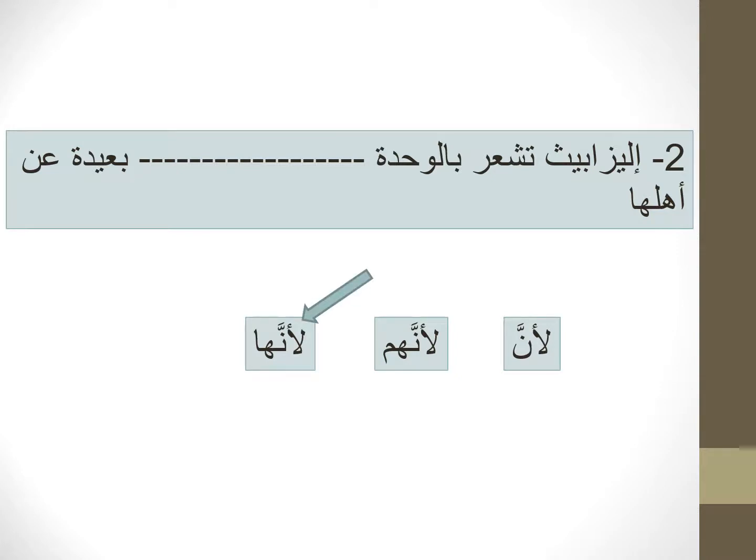Elizabeth تشعر بالوحدة blank بعيدة عن أهلها. So Elizabeth feels lonely. So which word do you have to use to say she feels lonely because she is far away from her parents? لأن, لأنهم, لأنها. The correct answer is لأنها, because she.